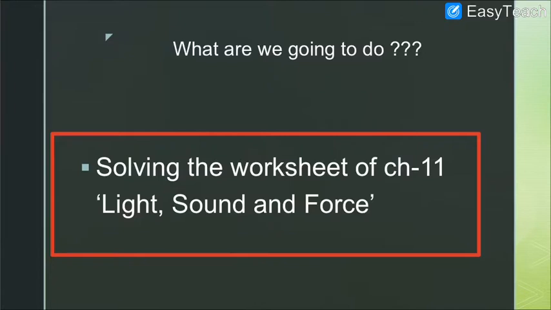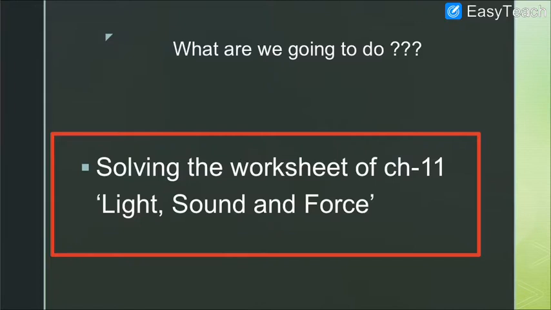So I think this should be the best way for you to enjoy the lecture, to learn the concepts shared in the lecture, to learn the new questions. Eventually you are preparing for the exam. So what are you waiting for? Let's get started, students. I hope you are ready with all your books.